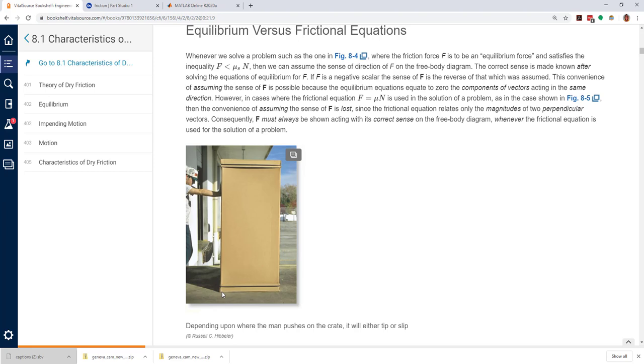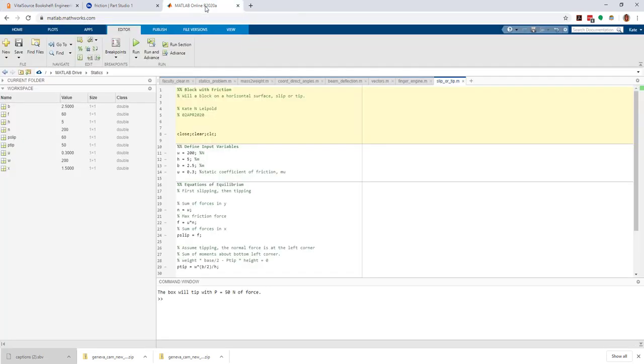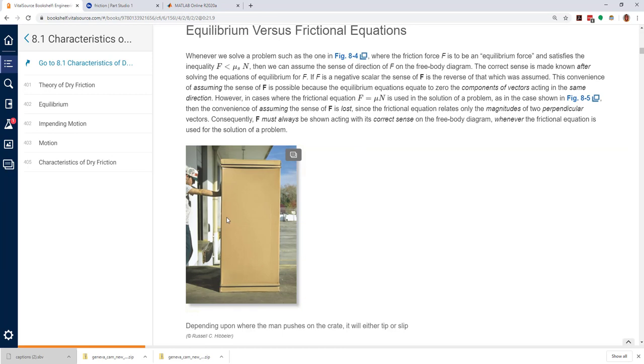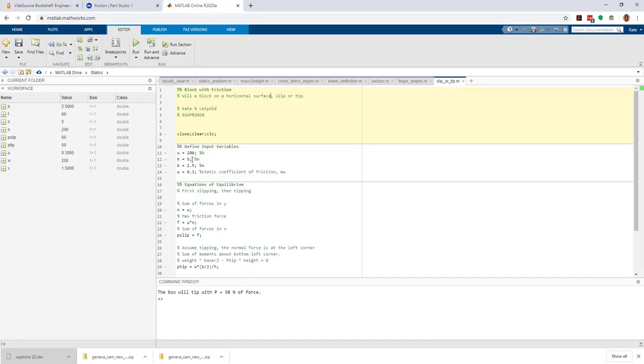So I'm going to start just taking a quick look at an example like this with a box on a horizontal surface, and I'm going to use Matlab. So here's Matlab online. I've got a block with friction, and I've defined some input variables. So my input variables up here are the weight, the height of the box, or essentially not necessarily the height of the box, because that doesn't matter as much as the height of the pushing force. So H refers to how high the force is applied. The base is the total overall width of the block and a static coefficient of friction.